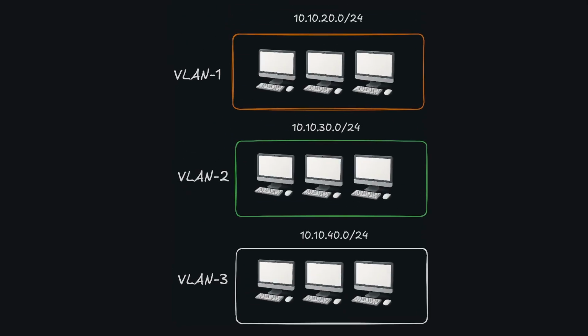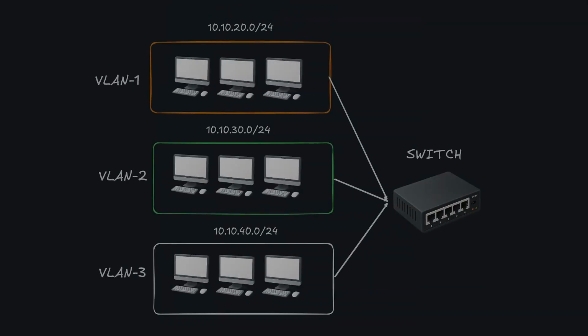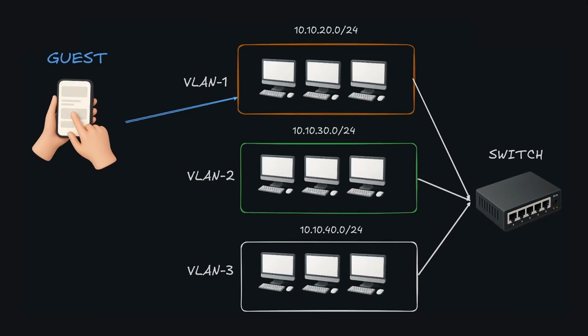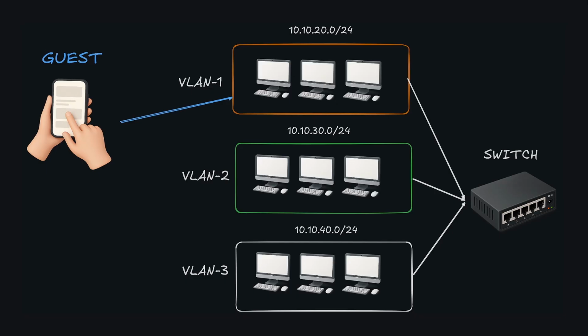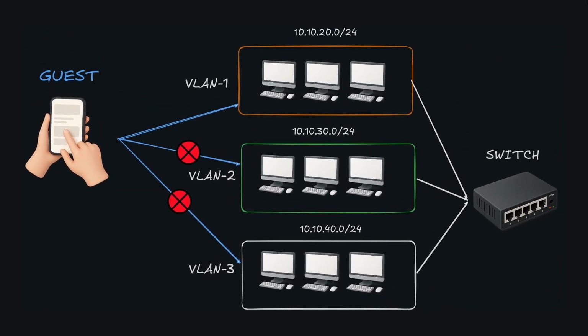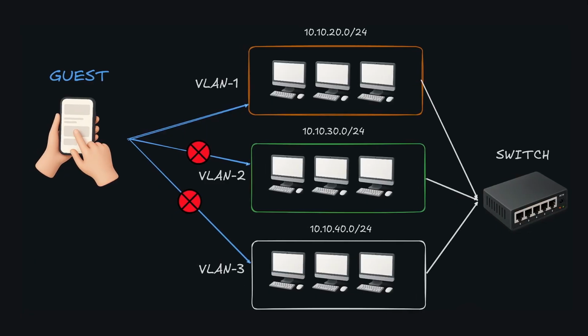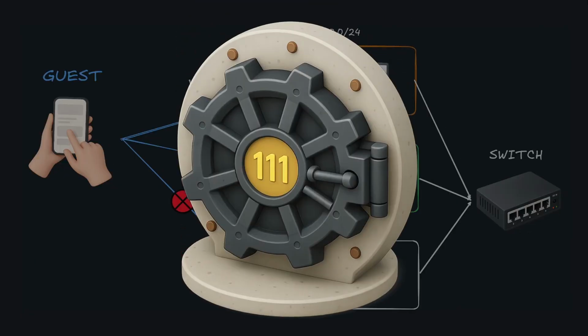A VLAN creates logical network separation. On the same physical switch, multiple VLANs can exist. For example, guest Wi-Fi can be placed in a separate VLAN. Guests cannot access the internal company network. Traffic is isolated logically. Businesses frequently use VLANs for security.